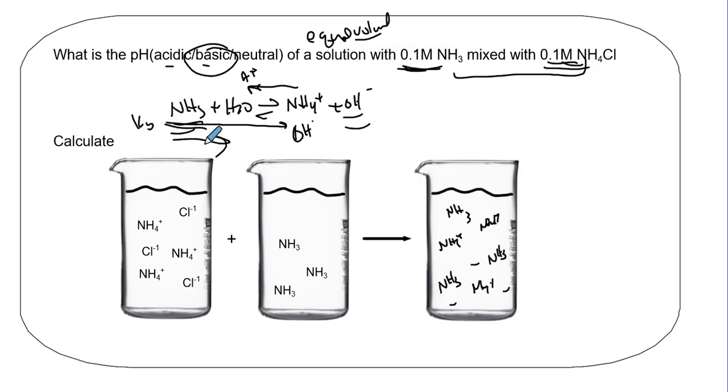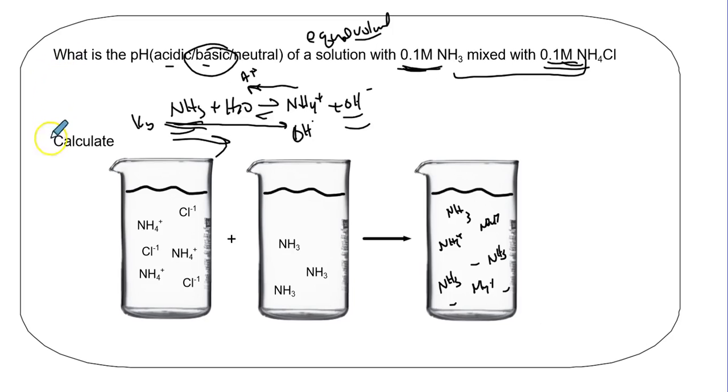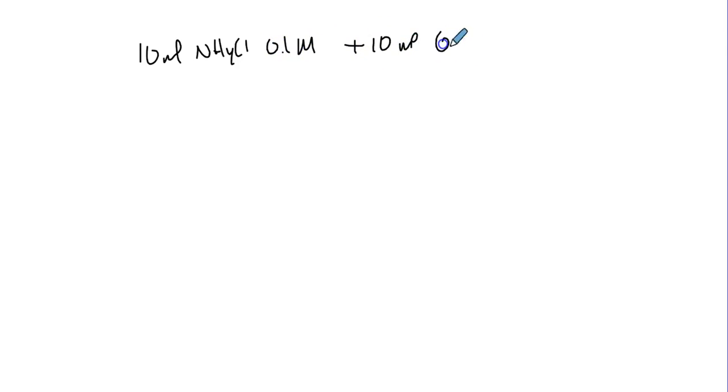I'm sure we'll have a calculation version here. There's the answer to that. And here we go, let's actually calculate this. I'm going to add a little something here. Let's say a page. What if we have 10 milliliters of 0.1 molar NH4Cl reacting with 10 milliliters of 0.1 molar NH3.